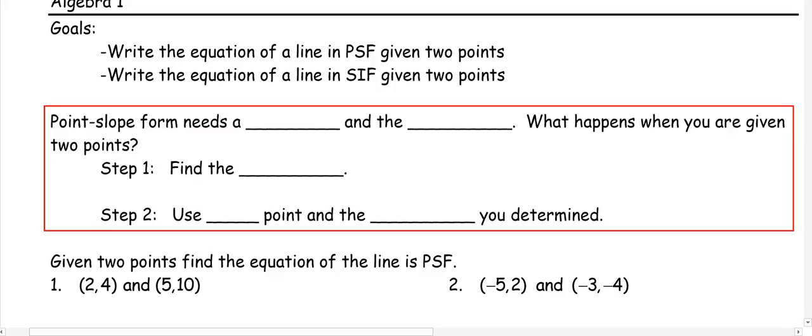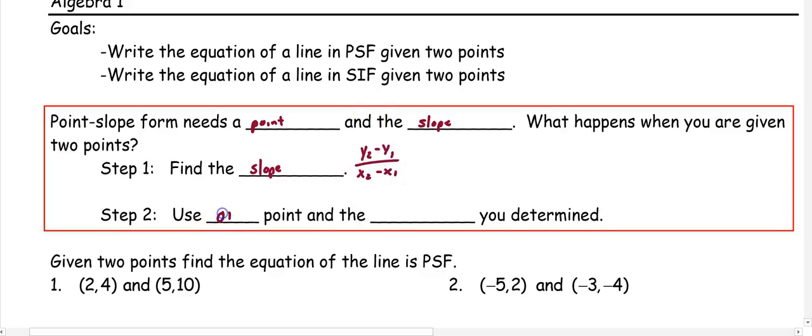This video is about writing the equation of a line in point slope form given 2 points and writing the equation of a line in slope intercept form given 2 points. So remember for point slope form that we need a point and the slope. So what happens when we're given 2 points? Well, first we have to find the slope of the 2 points. Remember y2 minus y1 over x2 minus x1.